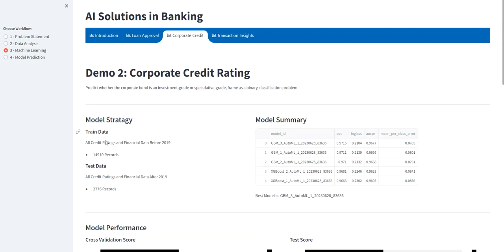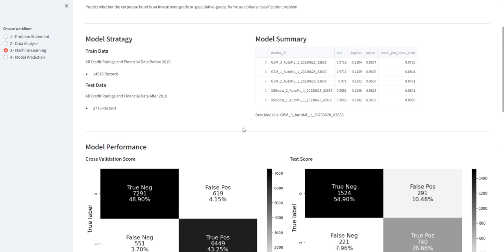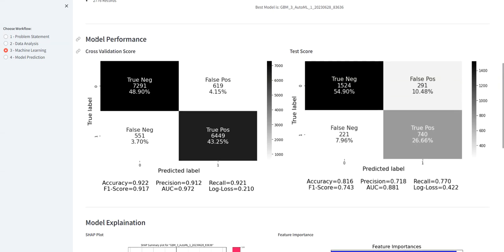We split the data by time. Before 2019 we have about 14,000 to 15,000 records, and what's after 2019 we use as test data. Again, we have the same proprietary AutoML library, the AutoML machine learning algorithm, to give you all the models with hyperparameter tuning, model fitting, and cross validation, and give you the best model results. This is the model performance of our cross validation score versus test score, where we have blind tests on this data. You notice that your accuracy is generally very high, but it drops a little bit in the test score.